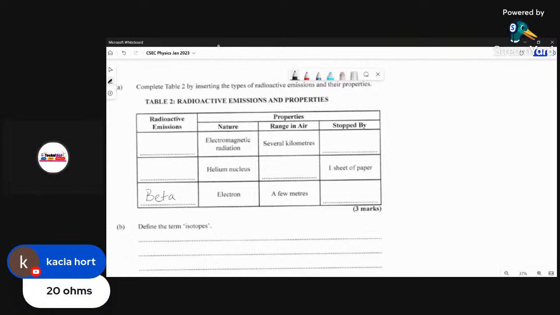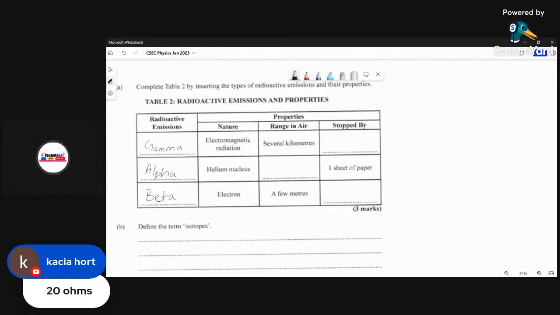And if it's electromagnetic radiation, you're not so sure what is going on for that. You see the next one says helium nucleus, you know that is alpha. So the third one must be gamma. Yes, Casey, you're awesome. Must be gamma.